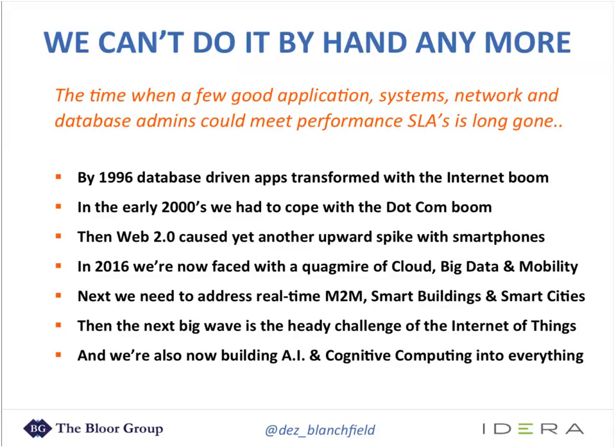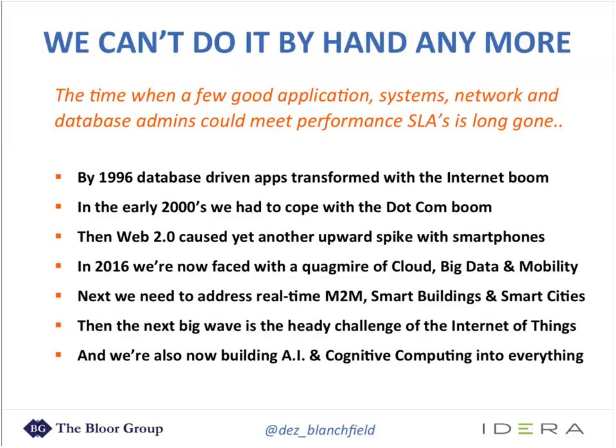In the 2000s, and particularly the early 2000s, we had to deal with massive growth and complexity around delivering service and performance in the dot-com boom. And then another ridiculous upward spike in Web 2.0, where smartphones came about and applications were in our hands 24/7 in an always-on mode. And it's 2016 now, and we're faced with another quagmire in the form of cloud, big data, and mobility. These are systems that are so large that they're often difficult to comprehend and put in plain English.